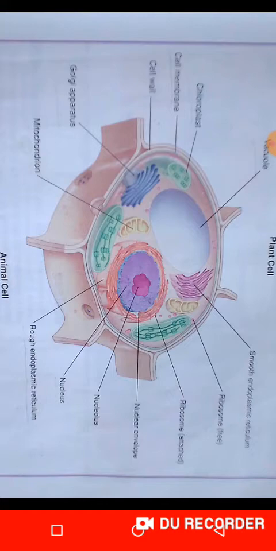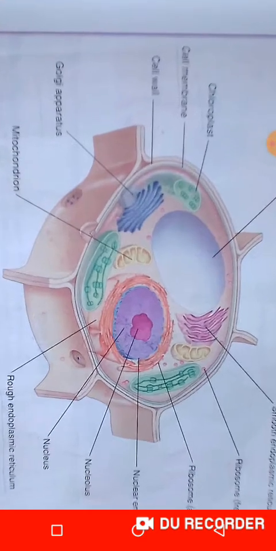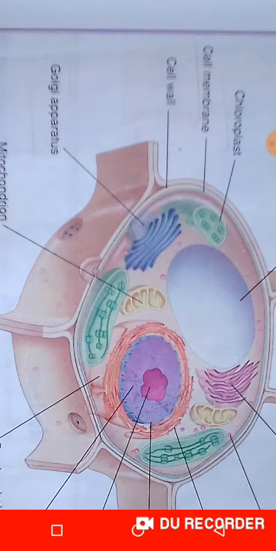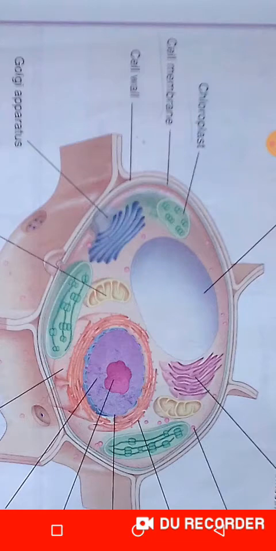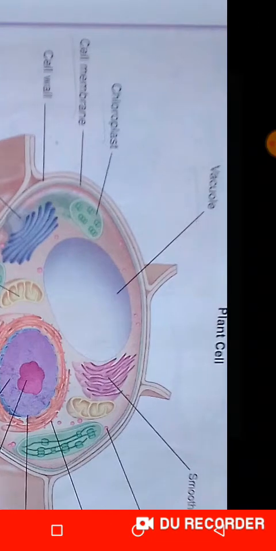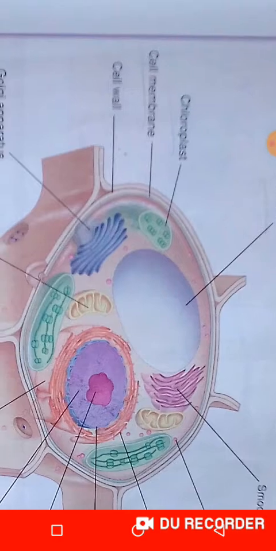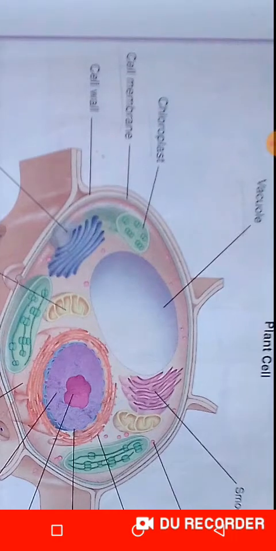Today we have to move on. Together we have to see the functions of the parts of the cells. This is our plant cell. All the labeled parts are the parts of the plant cell, but some of these parts are very similar to the parts of the animal cell. Today we have to deal with the functions of the parts of the plant cell.